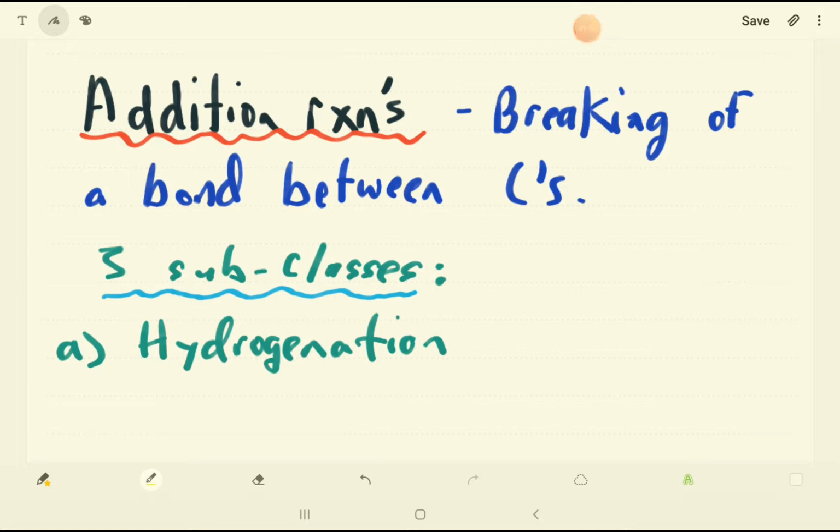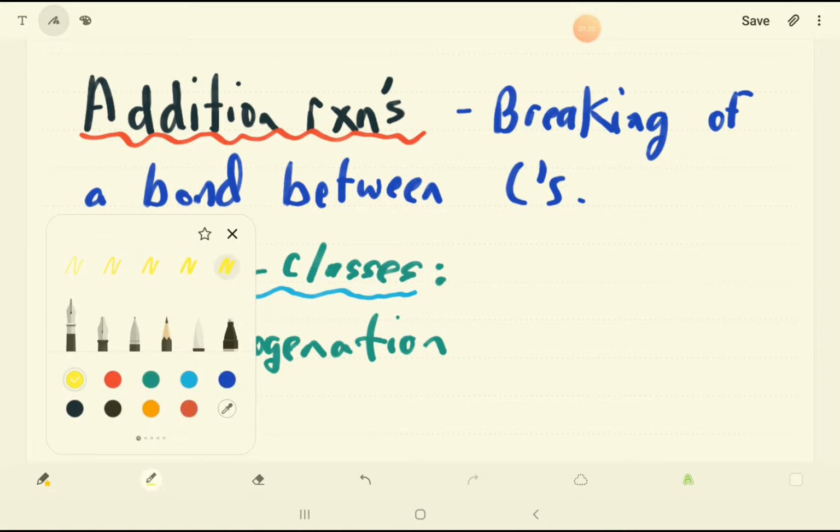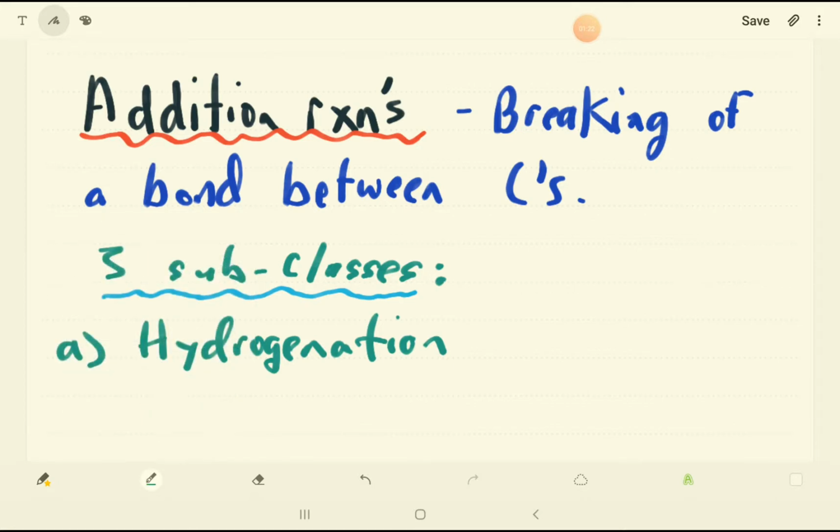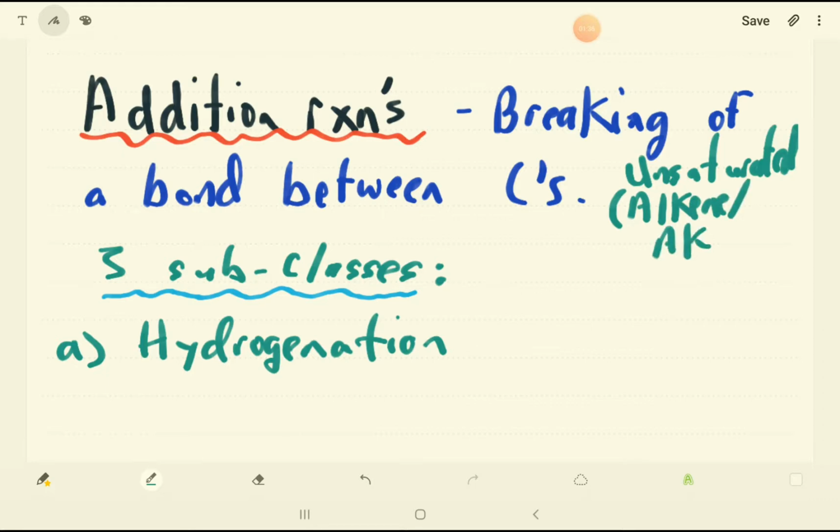So what the addition reaction is, it's when there's a breaking of a bond between carbons. So you would go from, let's say, an unsaturated hydrocarbon, which unsaturated means alkene or alkyne. So it's just a synonym. So you'd go from an alkene or an alkyne to an alkane. You see, there would be at least one double bond there, and that double bond is broken.